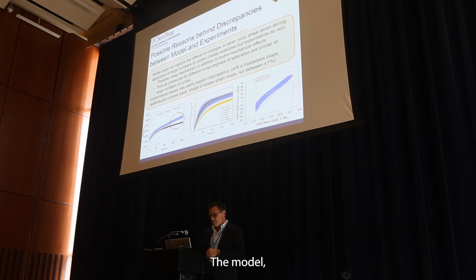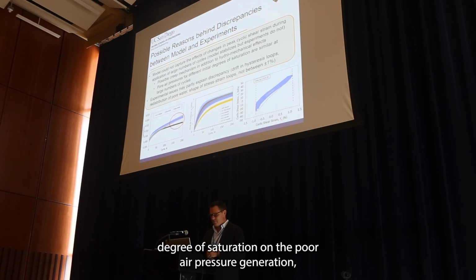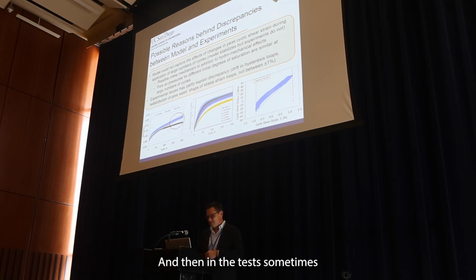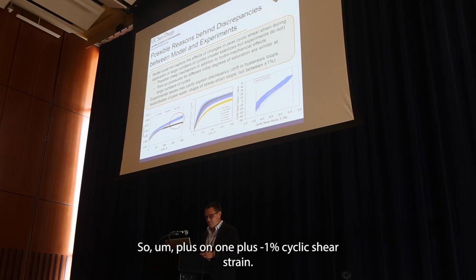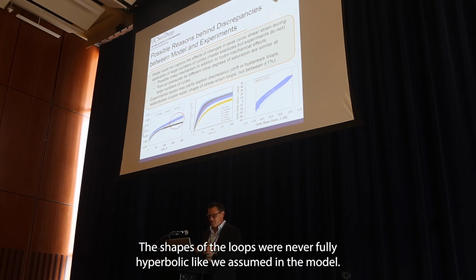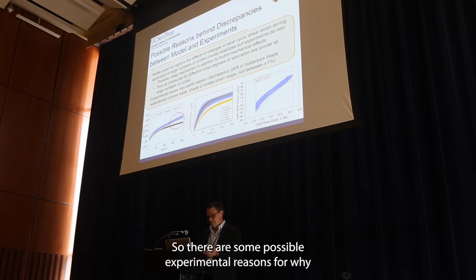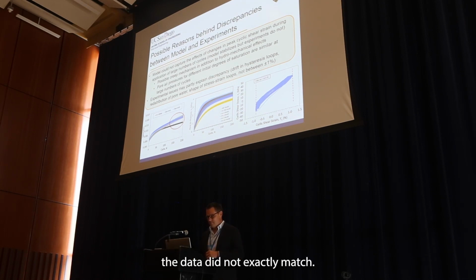The model, even though there's an effect of the initial degree of saturation on the pore air pressure generation, when you go to large numbers of cycles, the pore air pressure generation is almost the same for all of the specimens. And then in the tests, sometimes we were never exactly centered around the plus and minus 1% cyclic shear strain. The shapes of the loops were never fully hyperbolic like we assumed in the model. So there are some possible experimental reasons for why the data did not exactly match the model.